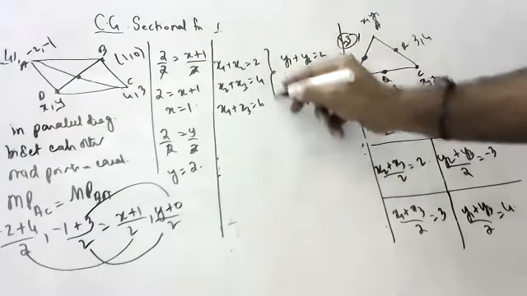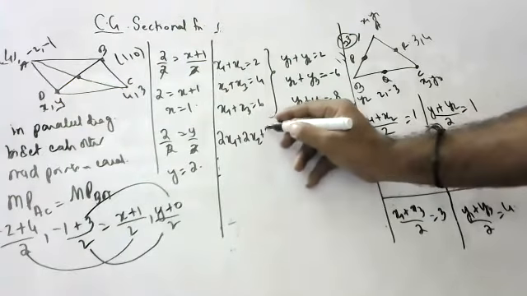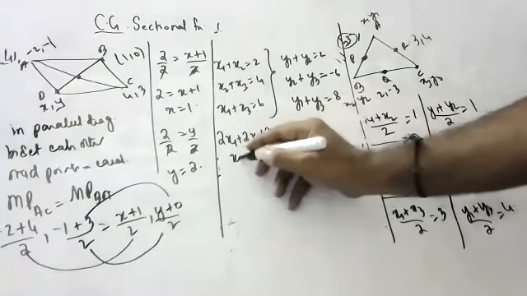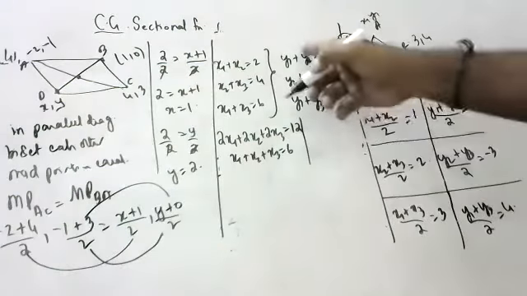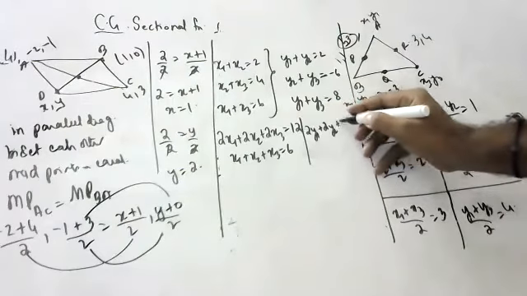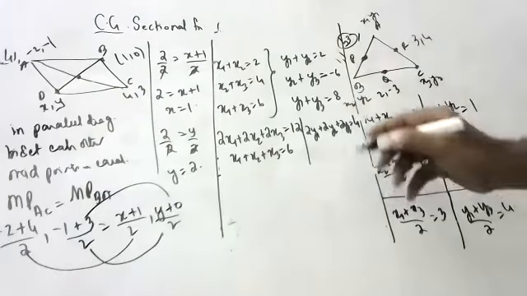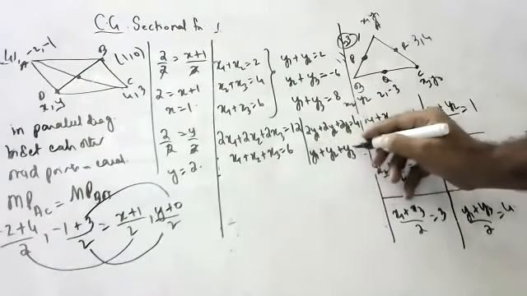Can you add these three now? Yes, sir. 2x1 + 2x2 + 2x3 = 12. Taking 2 common, x1 + x2 + x3 = 6. Can you add these three for y? 2y1 + 2y2 + 2y3 = 4, that is 10 minus 6, 4. So y1 + y2 + y3 = 2.